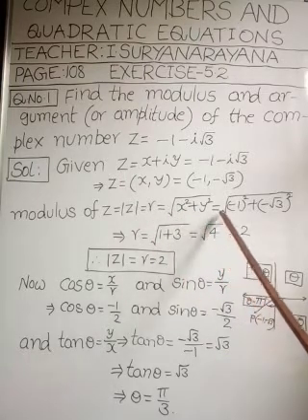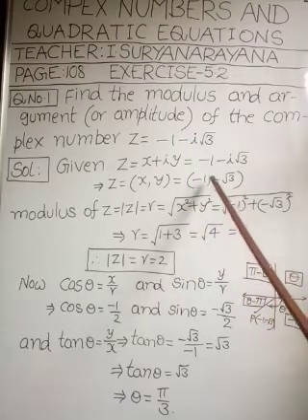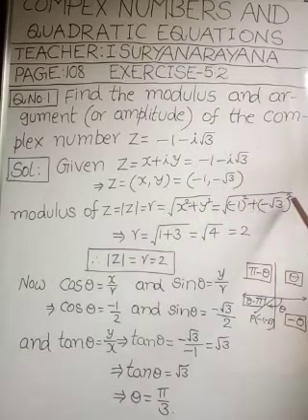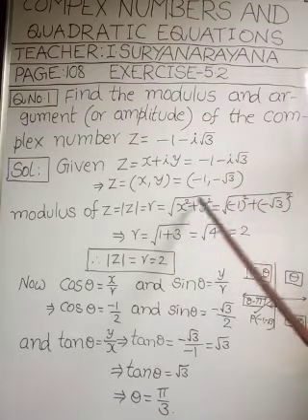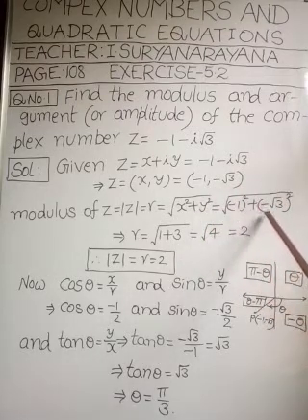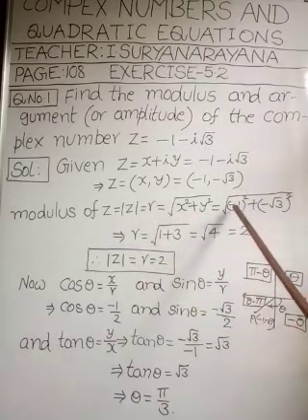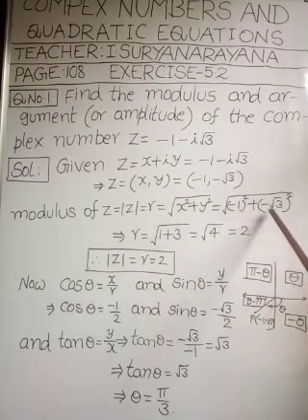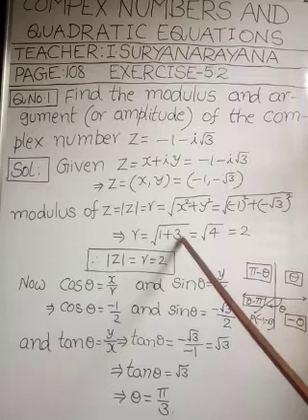Okay, my children? In this formula we are substituting the x and y values. Square root of, what is the x value? -1 whole square, plus what is the y value here? Minus root 3 whole square. Understood this step, my children? This implies r is equal to the square root of -1 whole square. What is the value of -1 whole square? 1, plus what is the second term here? Minus root 3 whole square. What is the value of minus root 3 whole square? 3. Understood this step, my children?